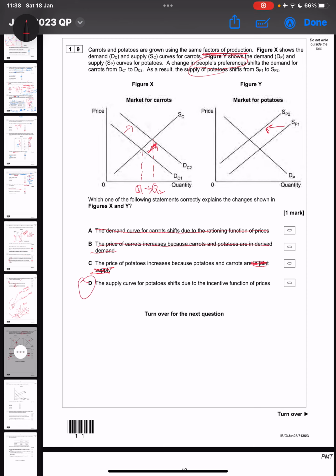That leaves D. Let's check it. The supply curve for potatoes shifts due to the incentive function of prices. I actually don't like that option. I don't think that's pretty clear. But okay. Yeah, I guess that kind of makes sense. So because the price of carrots is going up, the suppliers are responding to that incentive by expanding production. There is less production of potatoes. Okay, let's just go for that one.